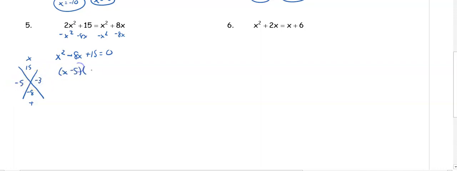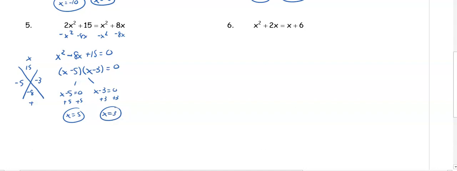So we get x minus 5 times x minus 3 equals 0. So x minus 5 equals 0 and x minus 3 equals 0. We can add 5 to both sides, so x equals 5. And we can add 3 to both sides, so x equals 3.